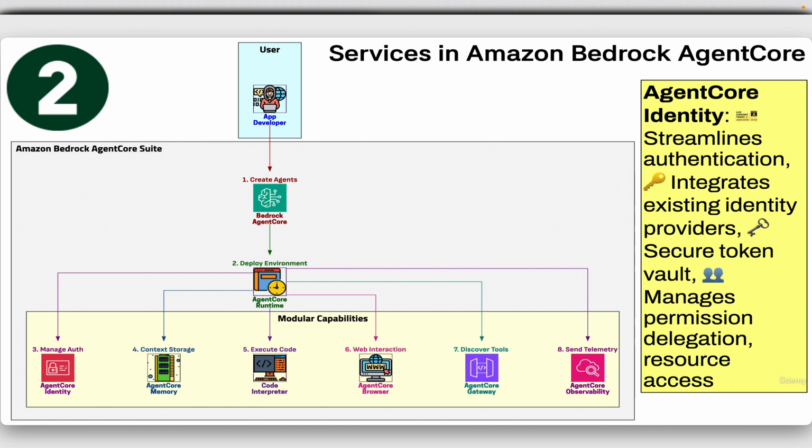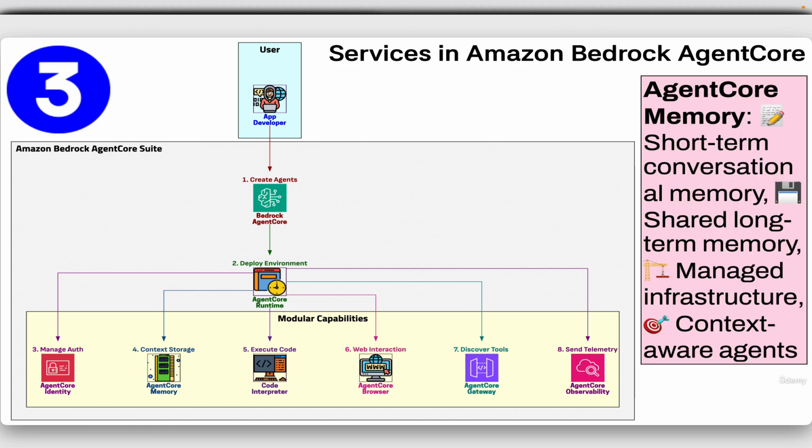The second service is AgentCore Identity. AgentCore Identity streamlines authentication by integrating with existing identity providers and using a secure token vault to manage permission delegation and resource access. The third service is AgentCore Memory, and this simplifies the creation of context-aware agents by providing managed infrastructure for both short-term conversational memory and shared long-term memory.